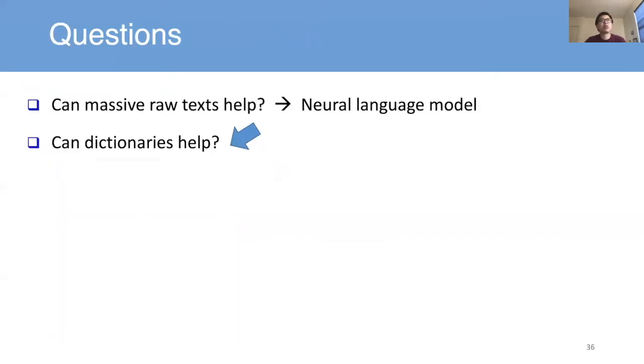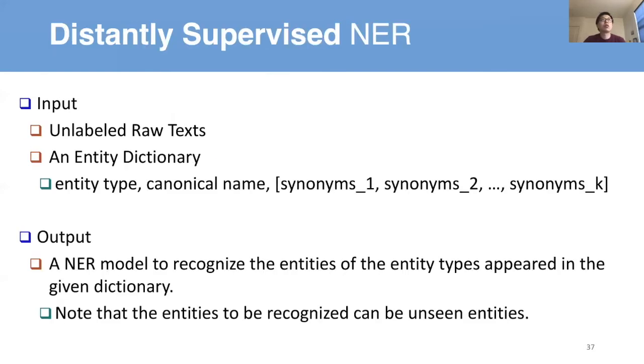The second question will be, can we use a dictionary instead of the human annotation to build the NER model? So this becomes a distantly supervised NER setting. The input will be the unlabeled raw text only, and we have an entity dictionary coming along with this raw corpus. This dictionary basically has 3 columns. The first column will be the entity type. The second column will be the canonical entity name. The third column will be a few known entity synonyms to this entity.